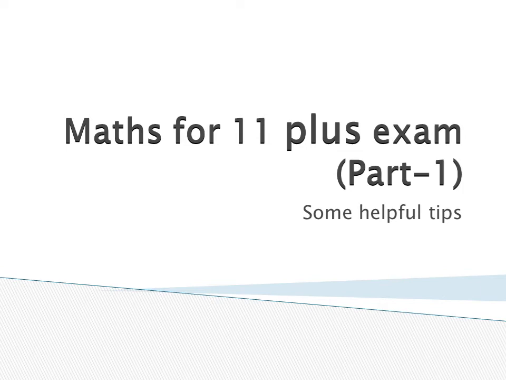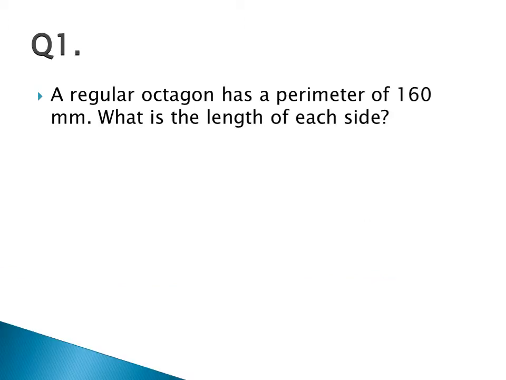Hi guys, in this video, I'm going to discuss some helpful tips on how to solve some maths topics for the 11 plus exam. In the maths part, I'm going to be taking up quite a few different topics and I'll go through how to solve every single one. Let's get started. Okay, the first question says a regular octagon has a perimeter of 160 millimeters.